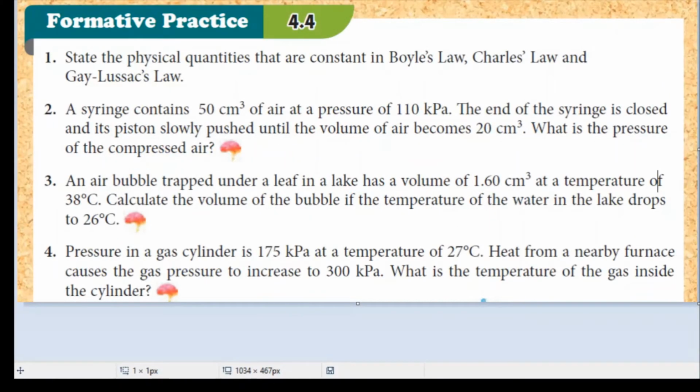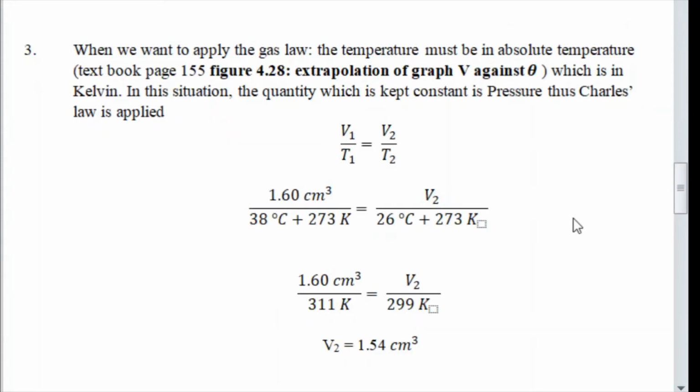Now, let's continue to question 3. An air bubble trapped under a leaf in a lake has a volume of 1.6 centimeter cubed at a temperature of 38 degrees Celsius. Now, look at the temperature given. It is in degrees Celsius. So remember, in gas laws, you need to change the SI unit from degrees Celsius to absolute temperature, which is in Kelvin. Then calculate the volume of the bubble if the temperature of the water in the lake drops to 26 degrees Celsius. Again, we have to change to absolute temperature. When we want to apply the gas law, the temperature must be in Kelvin.